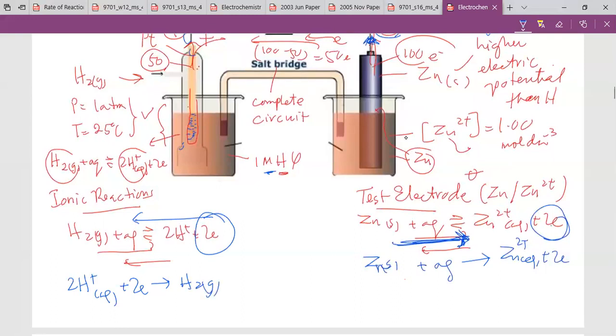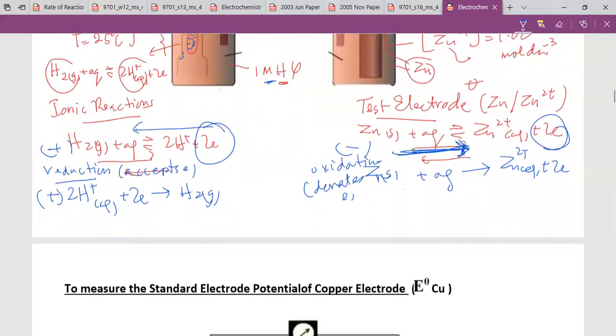So this is a positive pole and this is your negative pole. Reduction happens here. Why? Because it accepts electrons. Oxidation happens here. Why? Because it donates electrons. Now you have two systems going on.